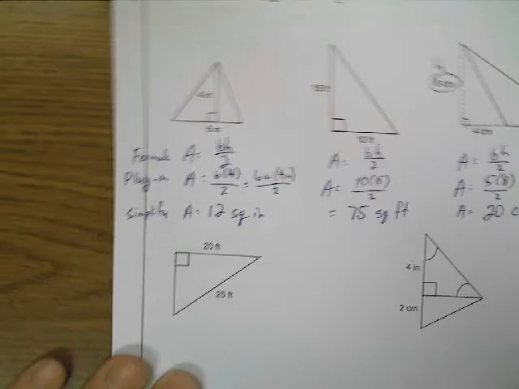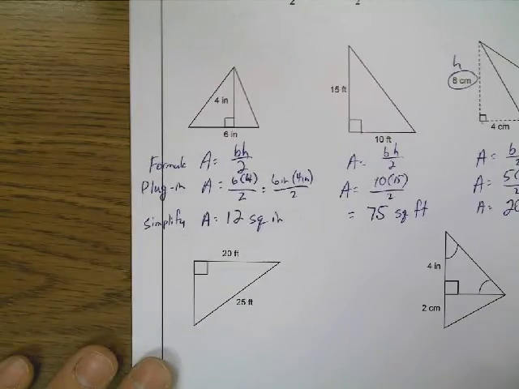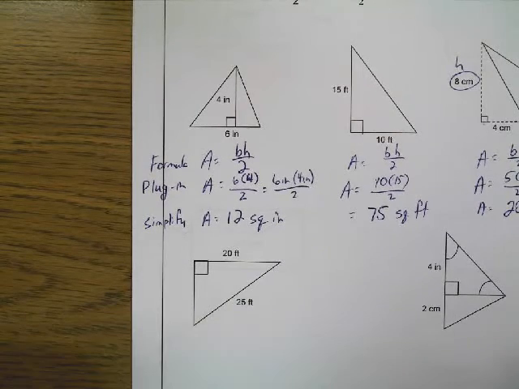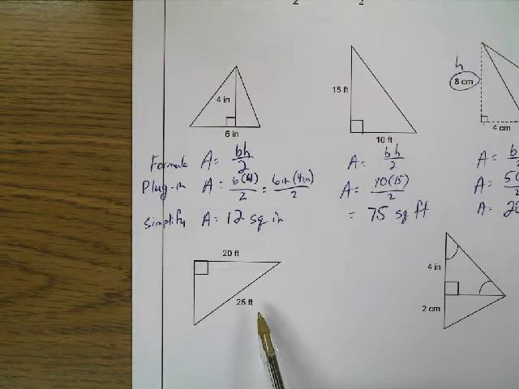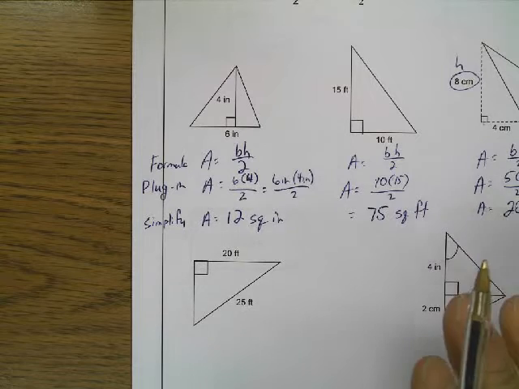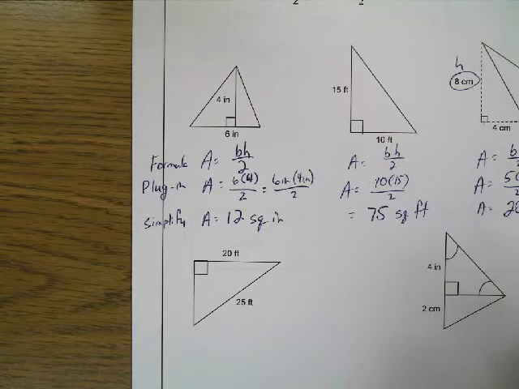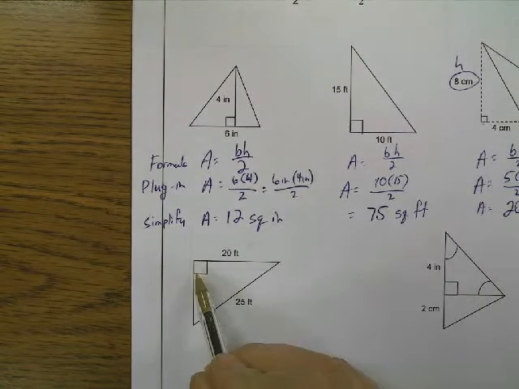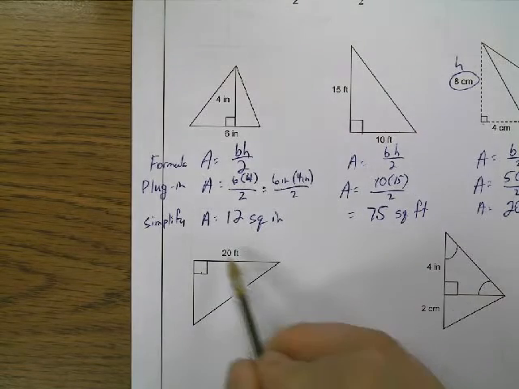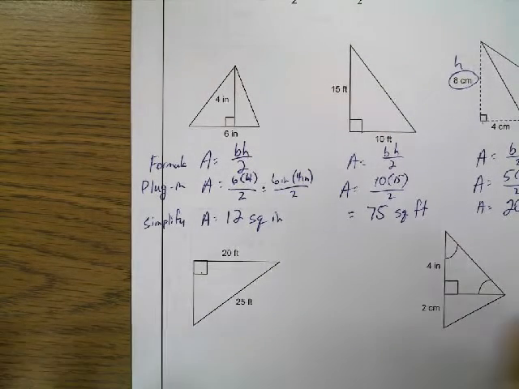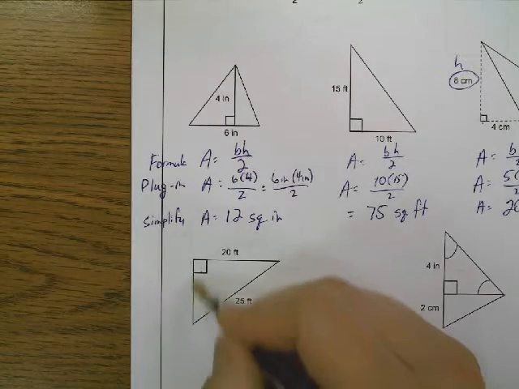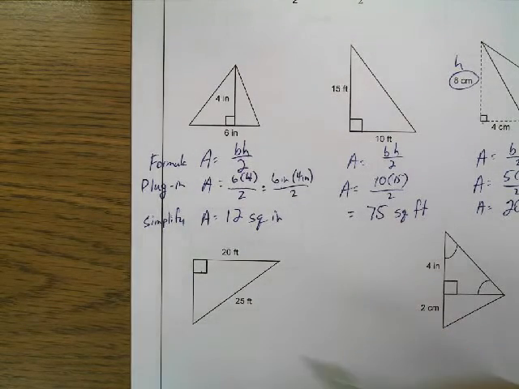All right, let's look at one like this. Do not fall into the trap of trying to use the numbers they give you just because they're there. You need to find the base and height. Here's your right angle. So 20 is your base or your height, I'll call it base, but the height is over here. So you're going to have to find that.